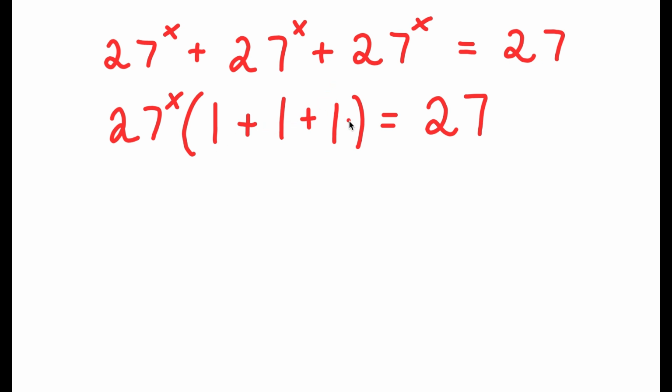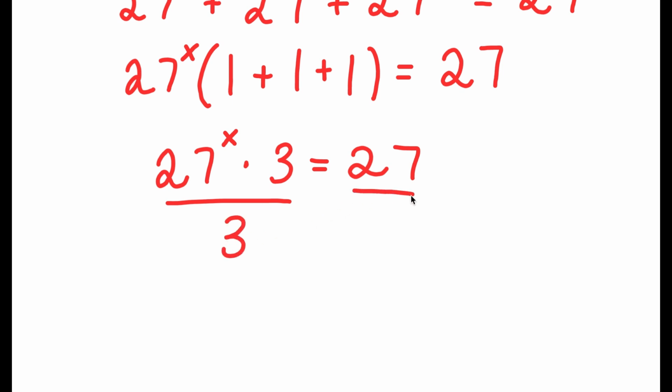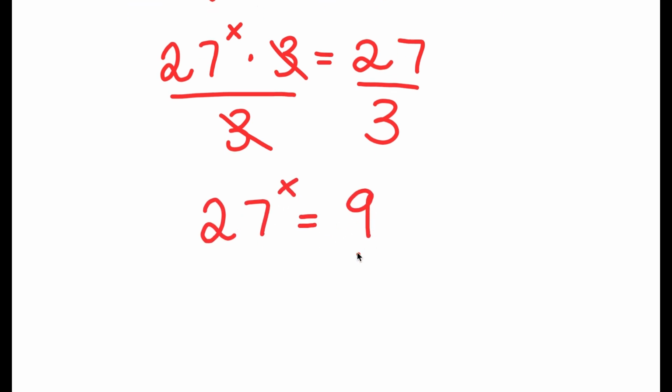Now 1 plus 1 plus 1, that's going to equal 3. So I have 27 to the power of x times 3 is equal to 27. And now I'm going to divide both sides by 3. So I get 27 to the power of x is equal to 9.